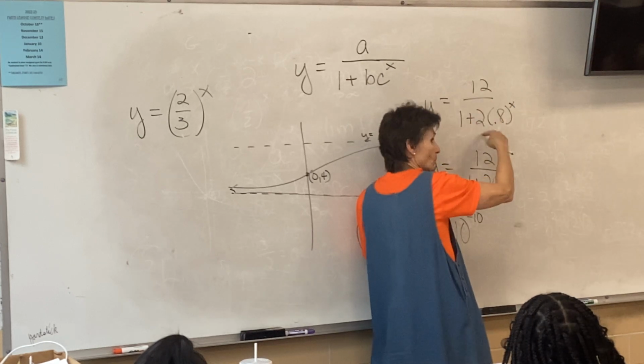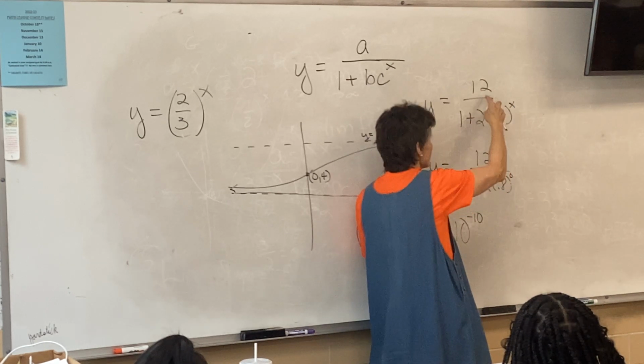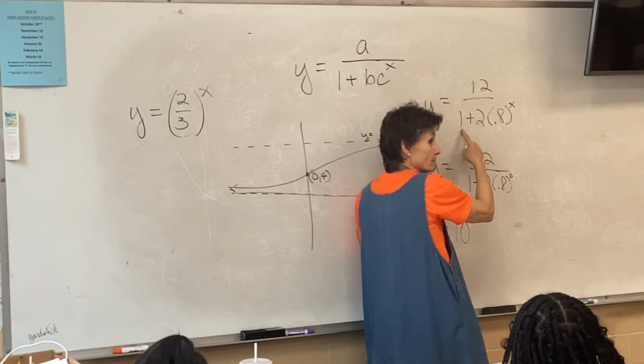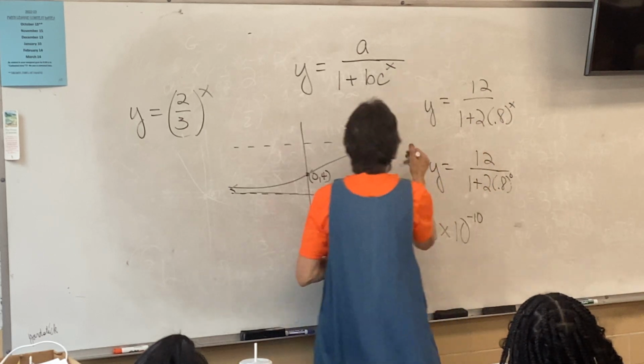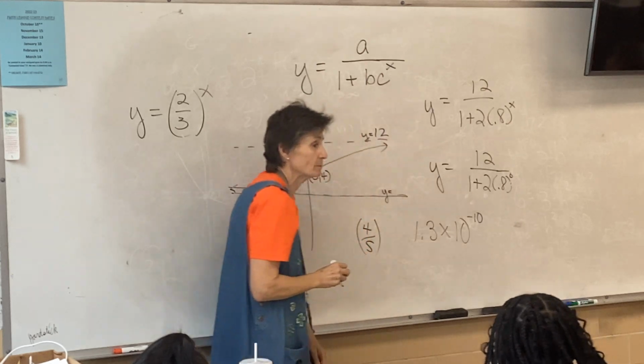What does this fraction equal? 12 over 1, isn't it? So that asymptote is y equals 12.